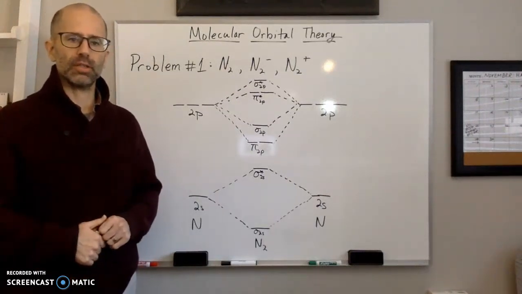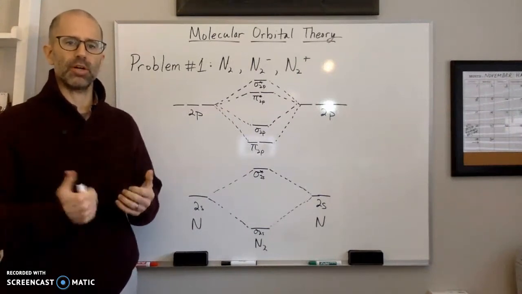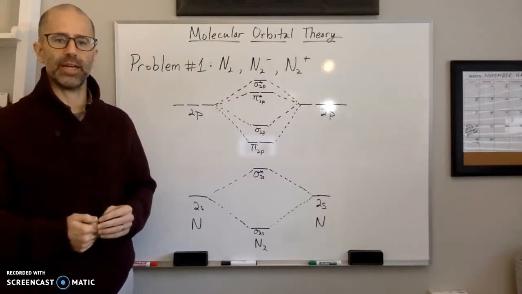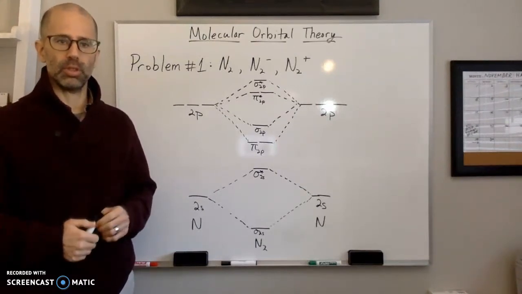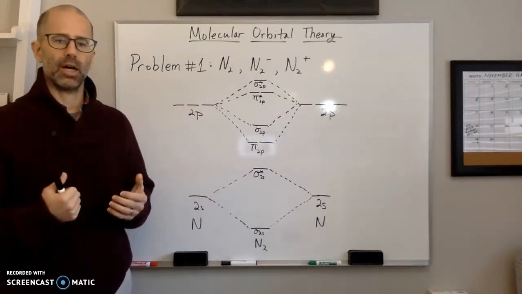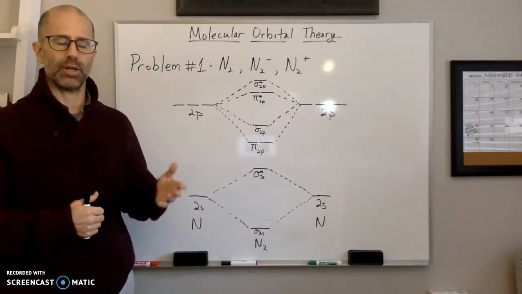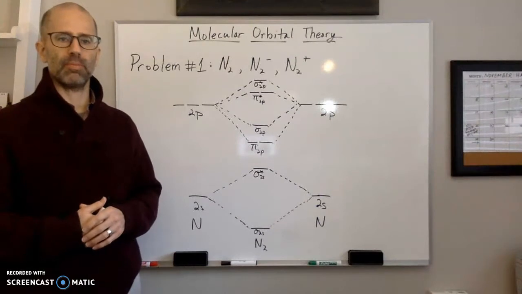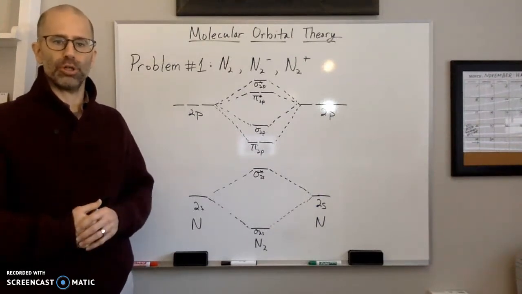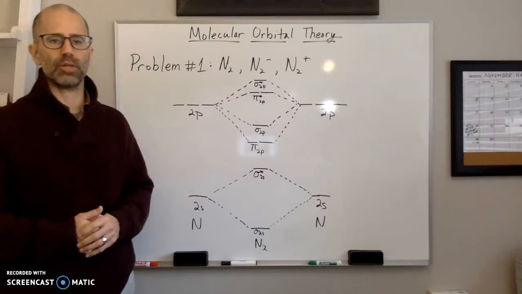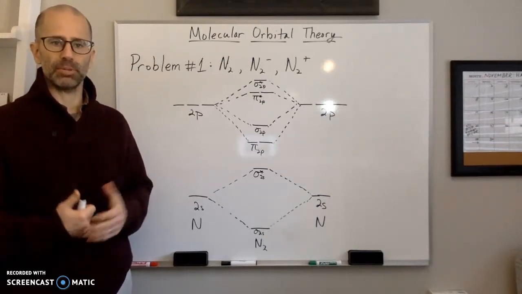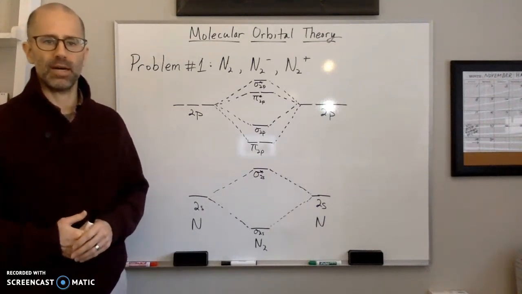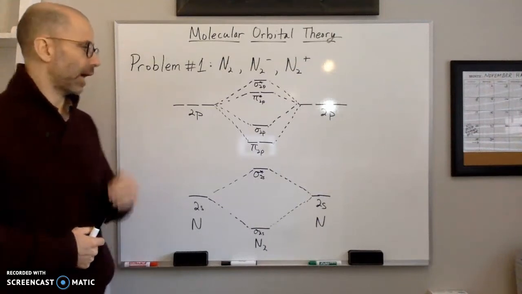My name is Mr. Cobalt, and in this video I'm going to be going over another example of molecular orbital theory. This time we're going to be looking at the molecular orbital diagram for a period 2 diatomic homonuclear molecule. So that means that we're looking at a molecule that's made up of the same two atoms. So in this case, we're looking at nitrogen that has N2 as its formula.